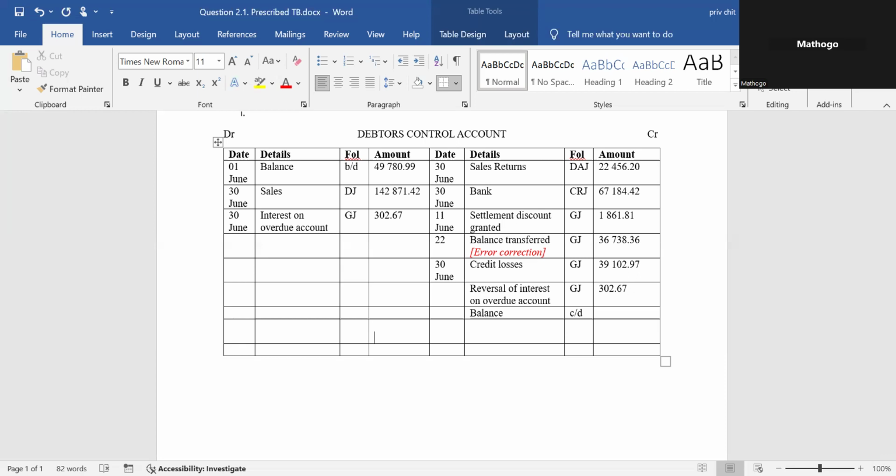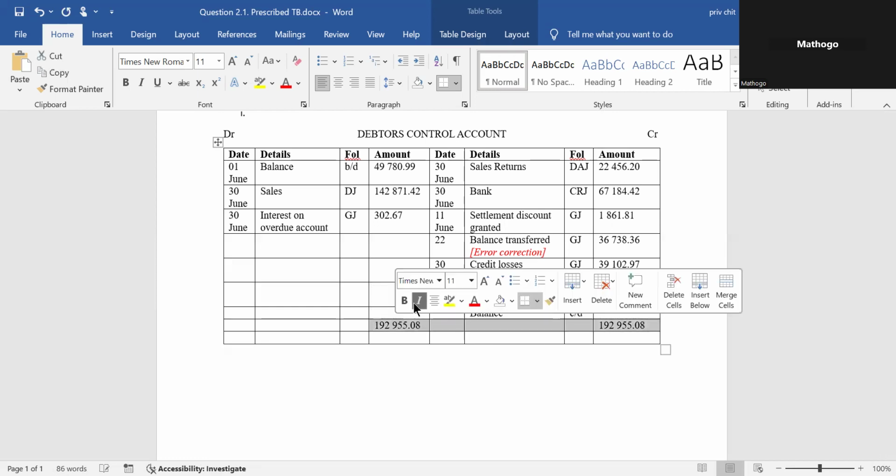It's 192,955.80. This is the total for the bigger side. Transfer it here to the lesser side, young man, and then we subtract the lesser side.